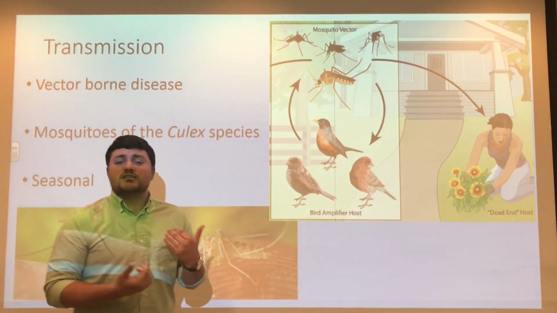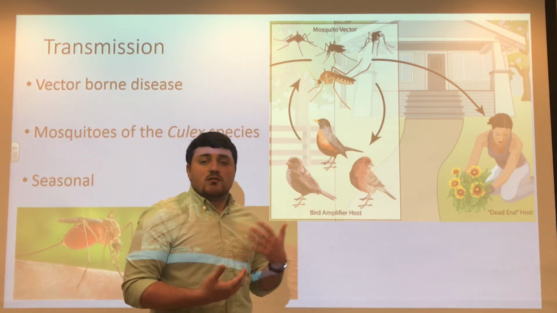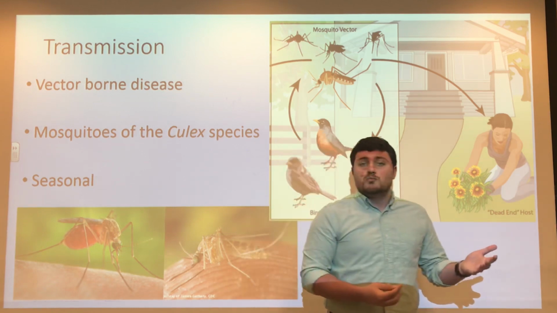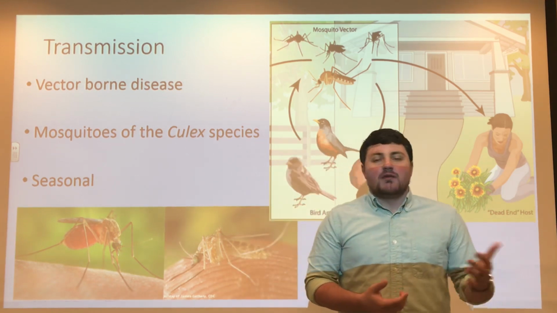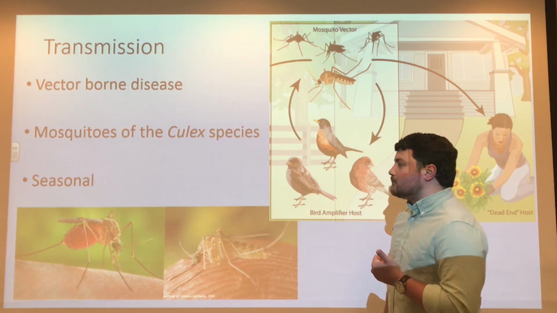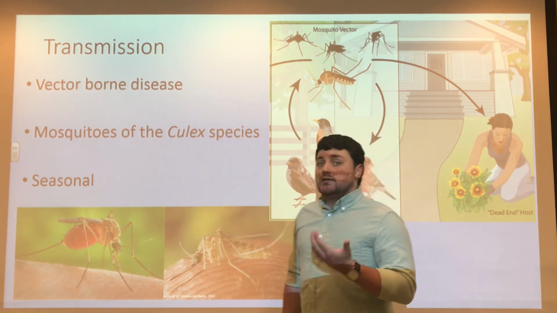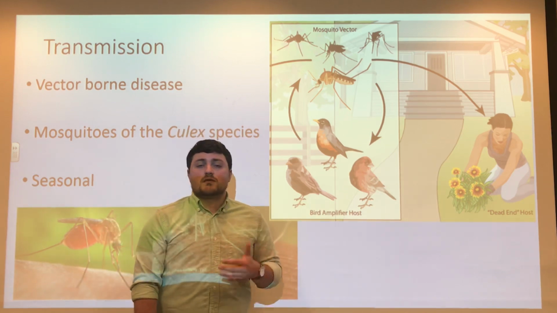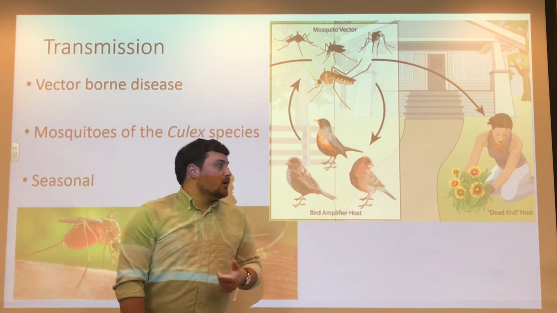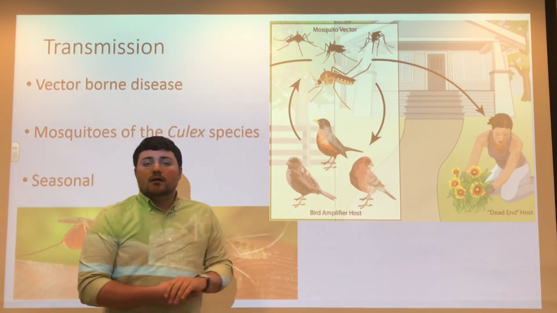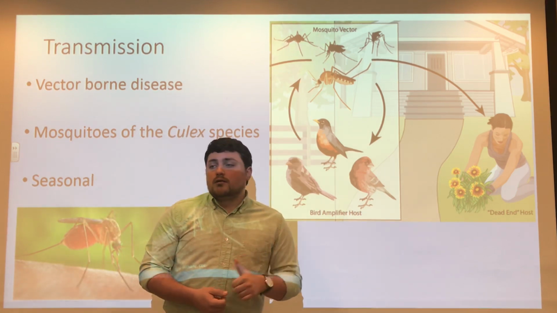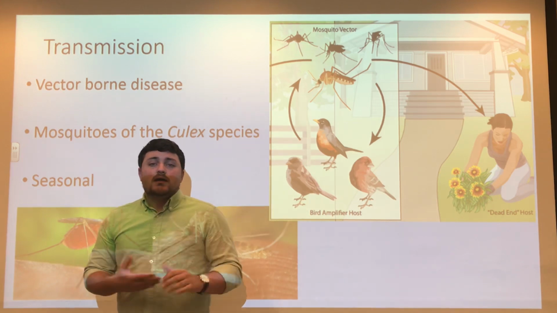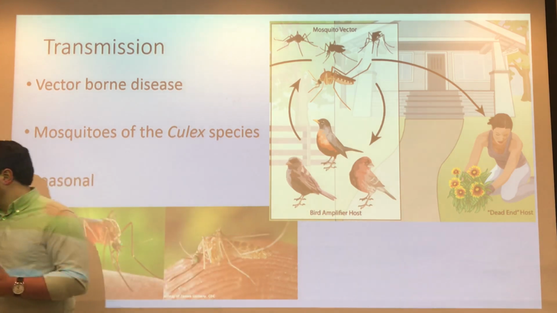Now, we as humans are dead-end hosts, meaning that the virus will never build up enough levels to be transmitted from a human to another human, but we still are at risk from being bitten by mosquitoes that have bitten an infected bird. Viral transmission typically is seasonal and usually corresponds with some of the warmer months of the year, which are when mosquitoes are at their highest abundance. But viral transmission can also depend on things like climate and weather, as well as things like activity patterns of birds and human populations as well.